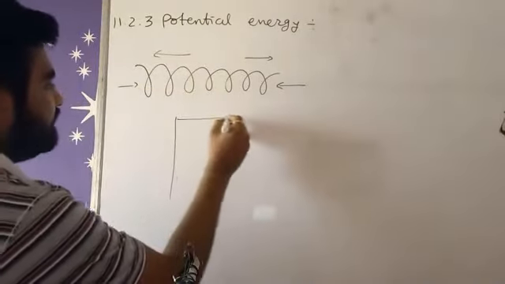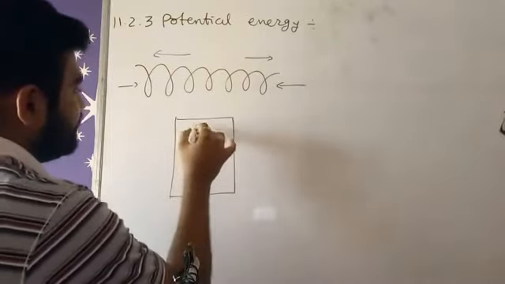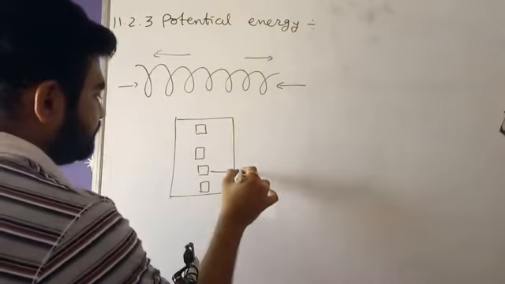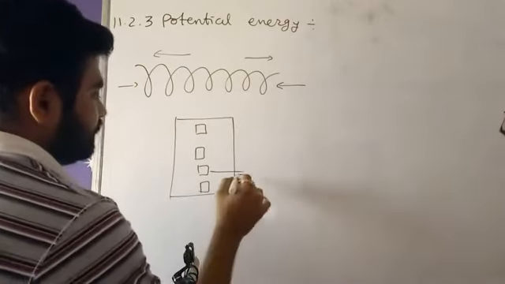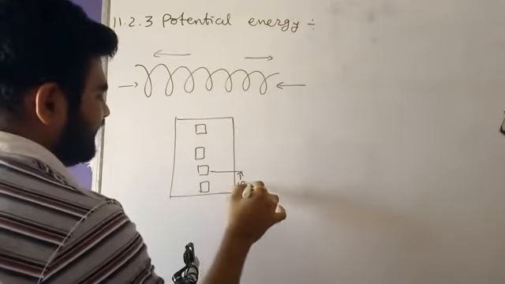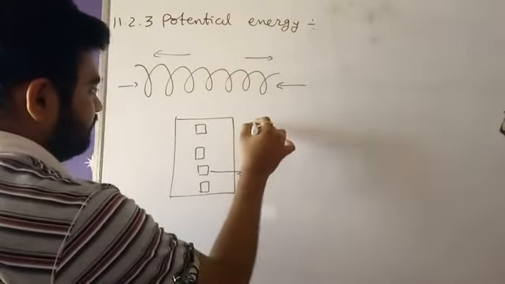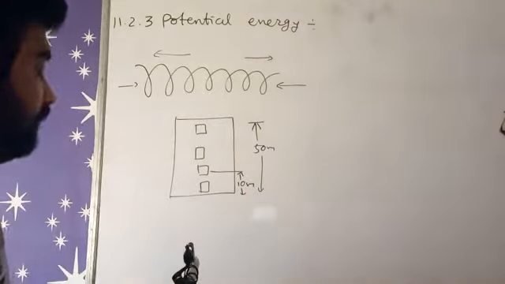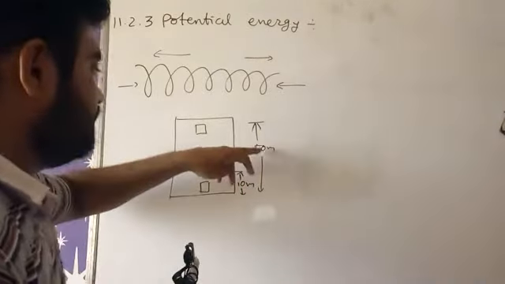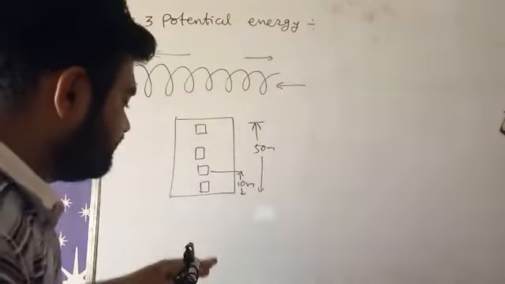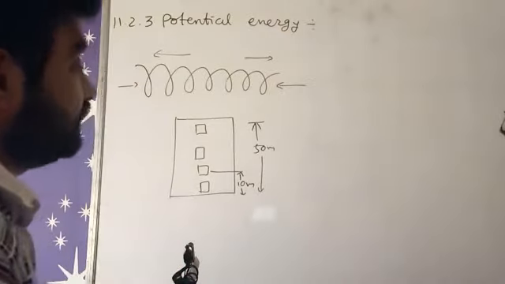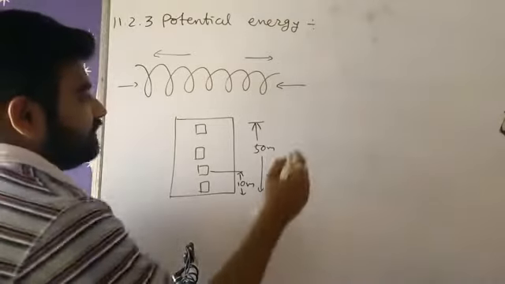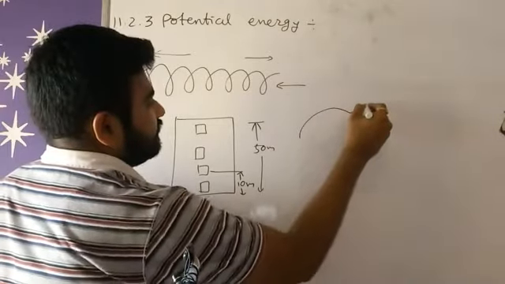Similarly, earlier I gave the example of that building. See, if we have an object on the first floor and another on the fourth floor, that distance is, for example, 10 meters, and this one is 50 meters. Because of the bigger height, 50 meters has more potential energy than 10 meters. That is because of the height difference.